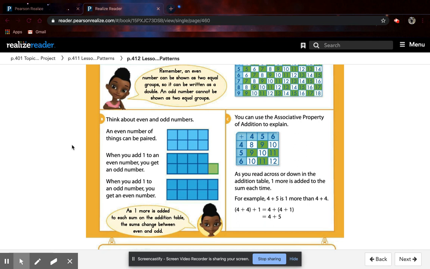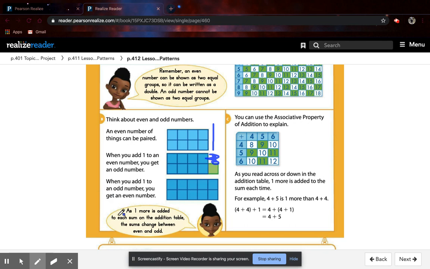An even number of things can be paired. When you add one to an even number, you get an odd number. So they show you here 8 boxes, and then they add 8 blue boxes, and they add 1 green box to it. They're showing you that gives you an odd number. You can also see there's a blank space missing. Even if you were to multiply 2 times 4 to find out how many blue boxes there were, you still have this 1 green one on the end that you would have to add to it.